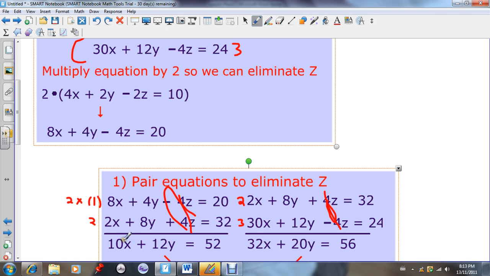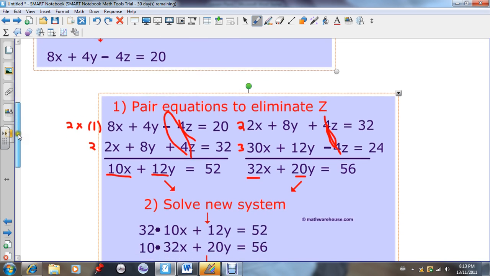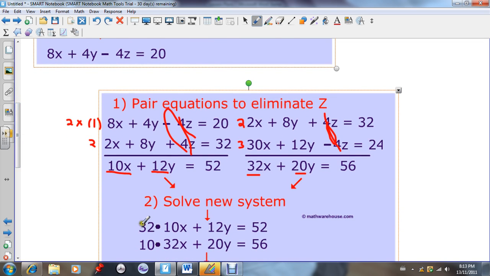You add up your remaining x's and y's and your remaining constants on the end on each side, and you end up with 10x plus 12y equals 52 and 32x plus 20y equals 56. Now you simply do elimination again, but you'll notice there's no common number easily found by looking at the coefficients of x and y. All you got to do is this. Let's solve the new system.